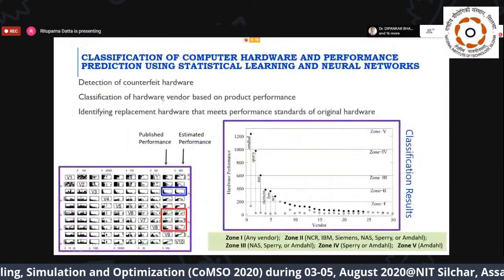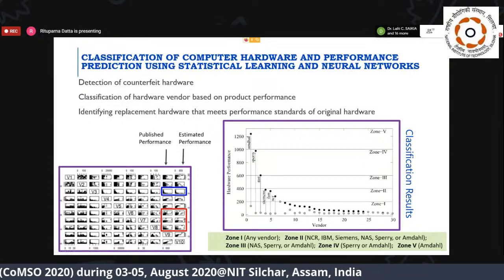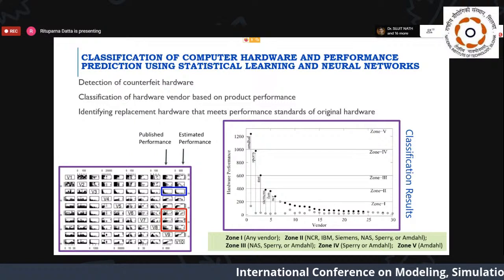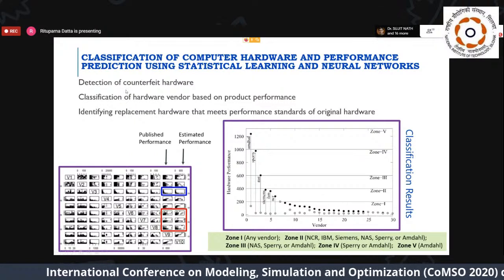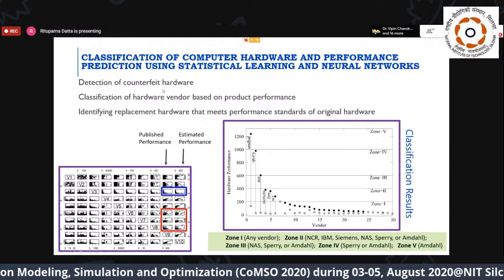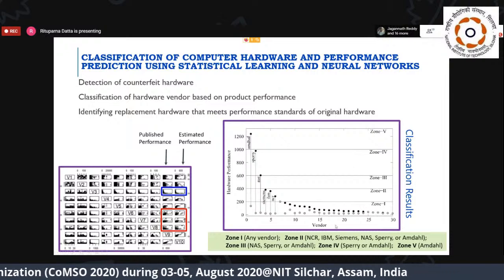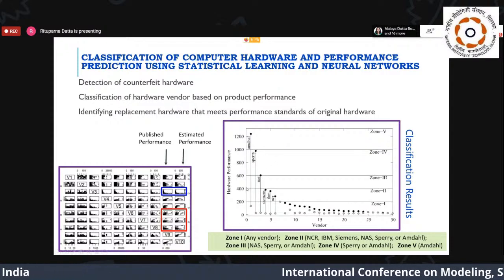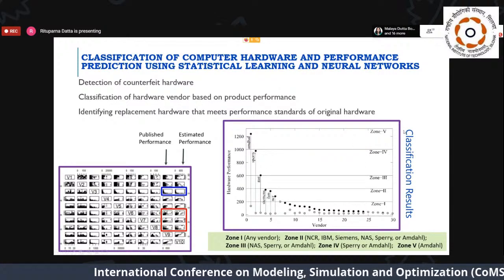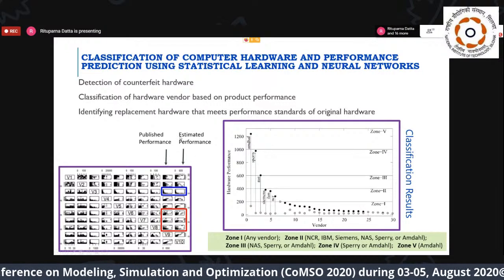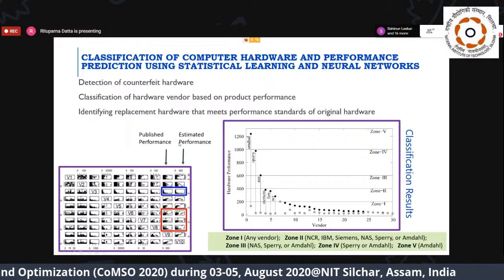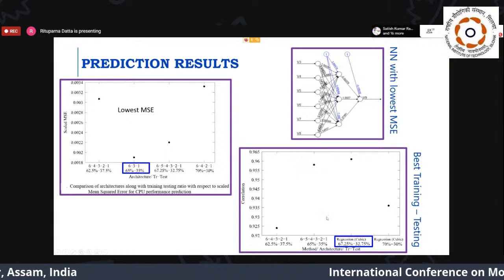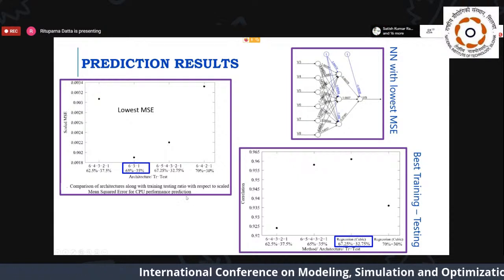And then another is, now we know there are many chip manufacturers who are supplying us counterfeit chips. So here our interest is to detect the counterfeit hardware. And then we have done classification and prediction. So how to classify based on the hardware performance, how to classify the vendors. First we did classification, and then we used neural network and principal component analysis, and we identified which is the best architecture and which is the best method for all.